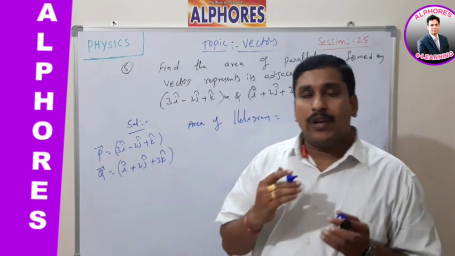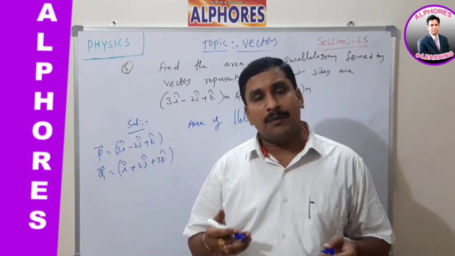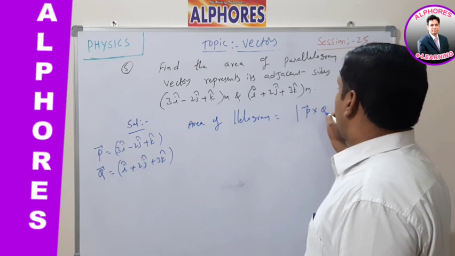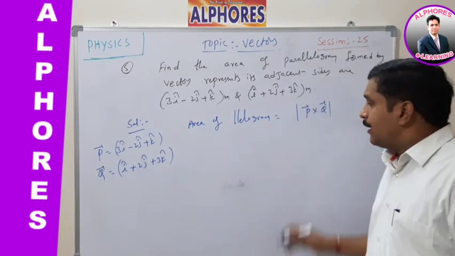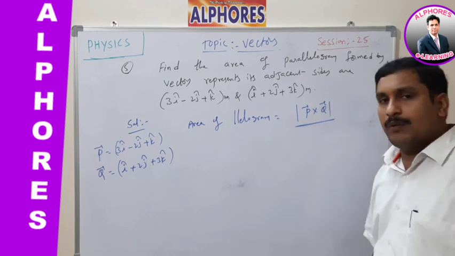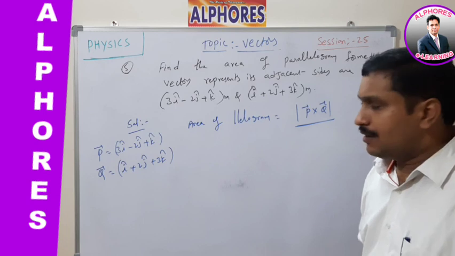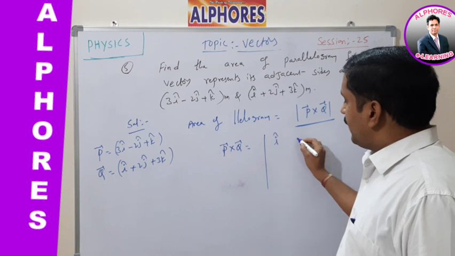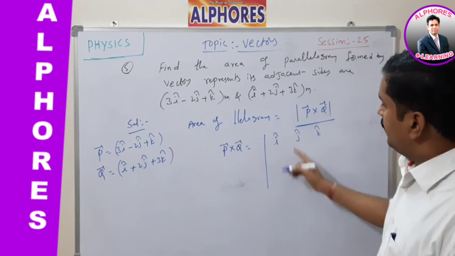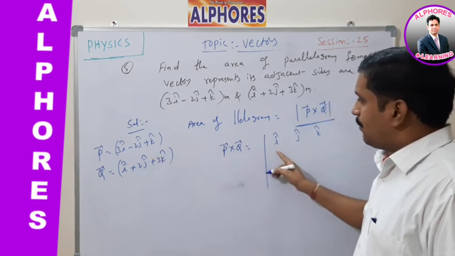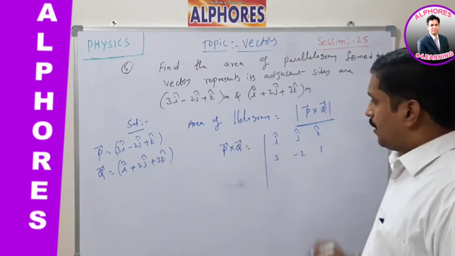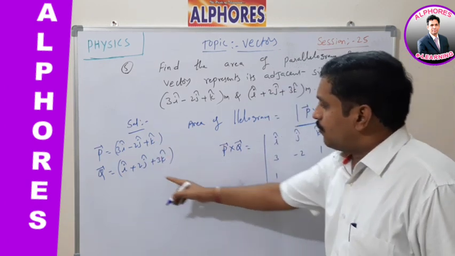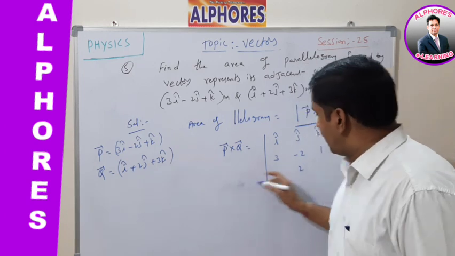If you know the two adjacent sides of the parallelogram, then what is the area? We know already from the last session, the area of the parallelogram is the modulus of p bar cross q bar. To find this magnitude, first you have to find the cross product of p bar and q bar. The method we know already: i cap, j cap, k cap. The coefficients of p bar are 3, minus 2, 1, and the coefficients of q bar are 1, 2, 3.